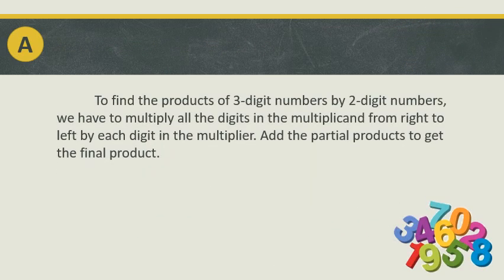Okay, so pag naghahanap tayo ng products of 3-digit numbers by 2-digit numbers, ang kailangan lang natin is to multiply all the digits in the multiplicand from right to left by each digit in the multiplier. Add the partial products to get the final product.